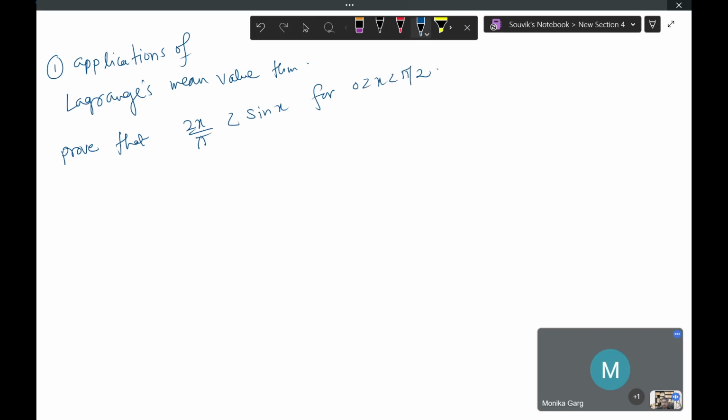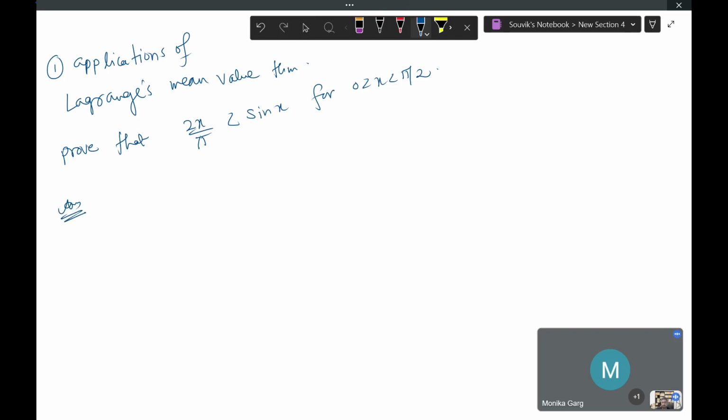First, using this Lagrange's mean value theorem, let us see how we can show that 2x by pi is less than sin x for 0 less than x less than pi by 2. Since this type of problem is the first problem in our discussion, I will solve this one, and the next problem you should try to solve by yourself. If not, then I will solve.